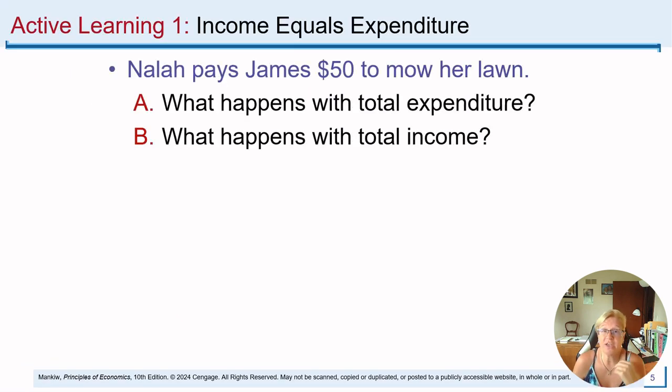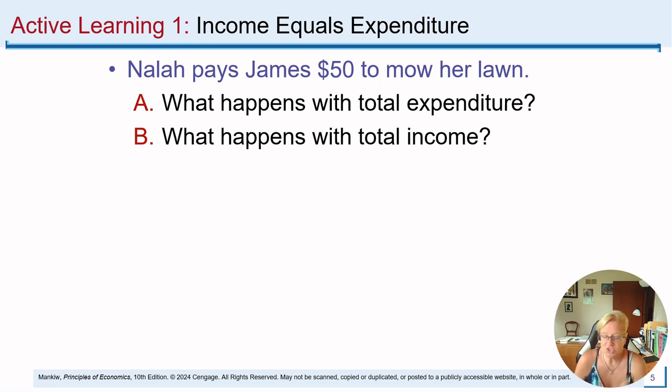Well, first we're going to have a challenge problem. So Nala pays James $50 to mow her lawn. I want you to think about this in terms of the circular flow diagram that you studied back in chapter 2, I believe. So if we think about the expenditure approach and the income approach, remember they're equal, it doesn't matter.